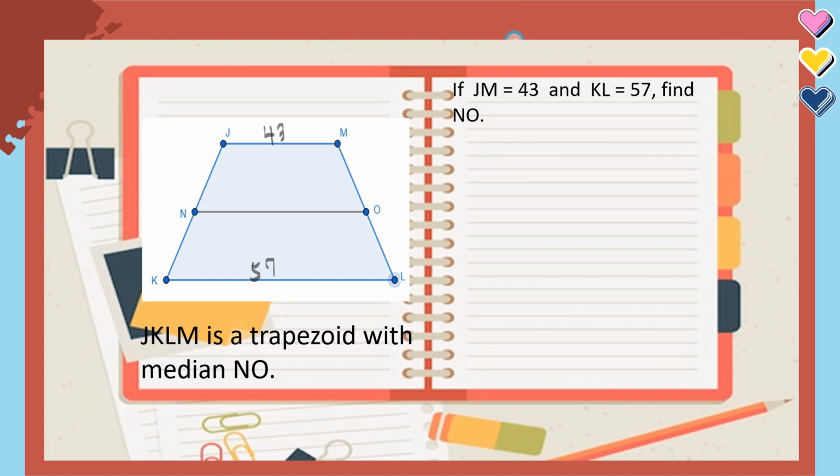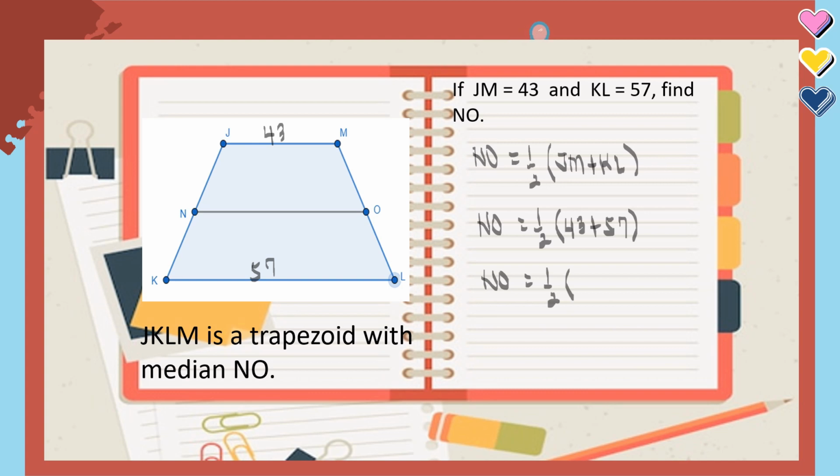So using the formula, we can say that NO is equal to 1/2 the sum of JM and KL. So substituting the values, NO is equal to 1/2, JM is 43 plus 57. So NO is equal to 1/2, 43 plus 57 is 100. So 1/2 of 100, or 100 divided by 2, is 50. So therefore, NO is 50 units.